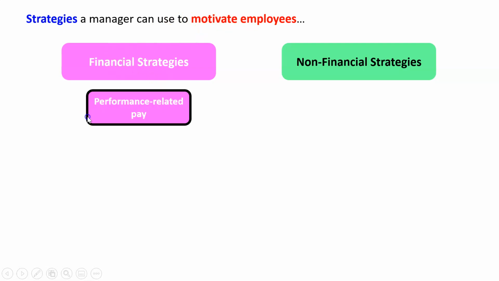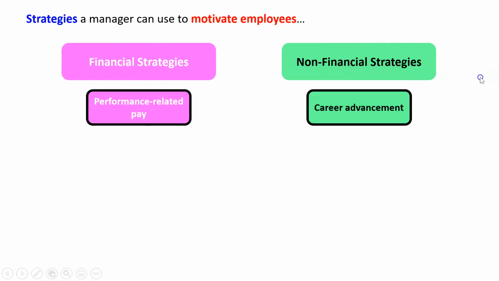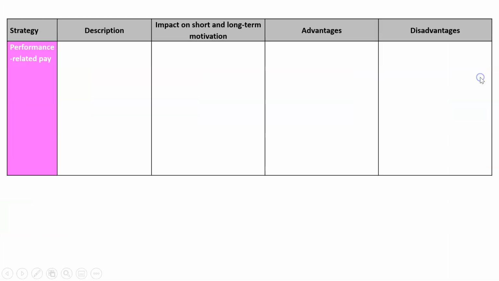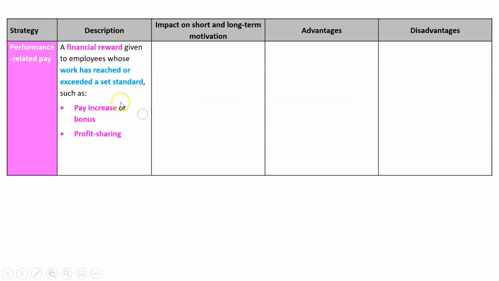So the first thing to remember is that the strategies you can use, you can group into financial, and there's just performance-related pay, and non-financial. So this one, give them money. This one, give them something that's not money. So it could be career advancement, investment in training, support, or sanction for each one. So we take performance-related pay. A description: a financial reward given to employees whose work has reached or exceeded a set standard, so a pay increase or a bonus, profit sharing, that sort of thing.